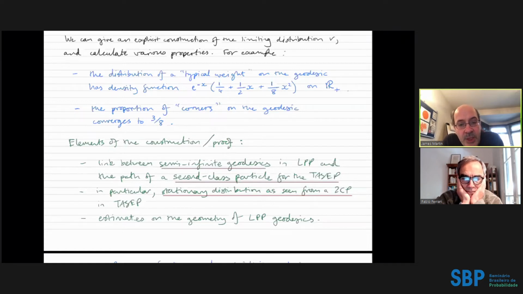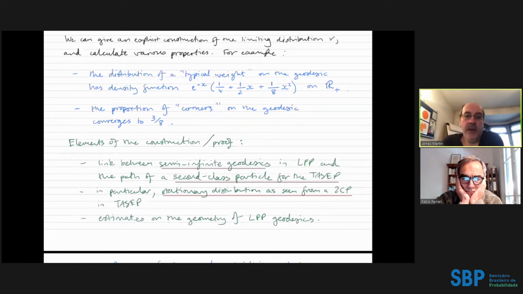Or we could ask something about the shape of the path. So this path is a sequence of up and right steps. And of course, if it's going from 0, 0 to nn, it's got to have half the steps up and half the steps to the right. But you could ask, how often does it change direction? So how many of the steps repeat, so go up, up again, or right, right again, and how many of them turn at 90 degrees to the previous step? And we can show, for example, that the proportion of corners, the proportion of these turning points, converges to 3/8. So that's just 2 examples of the kind of things you can calculate.